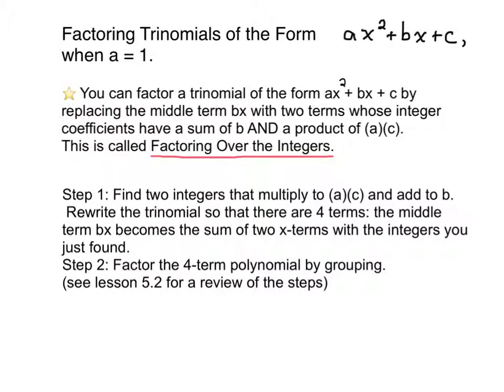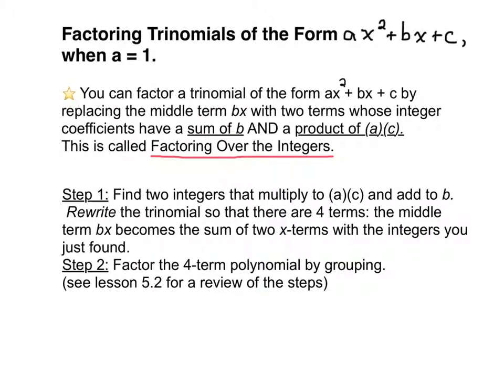You can factor a trinomial of the form ax squared plus bx plus c by replacing the middle term, bx, with two terms whose integer coefficients have a sum of b, whatever number b was, and a product of a times c. And remember, a product is when you multiply. So whatever a times c is equal to, we want our two integers to equal the same number. This process is called factoring over the integers, and we're going to have lots of examples of that, if that sounds a little bit scary.